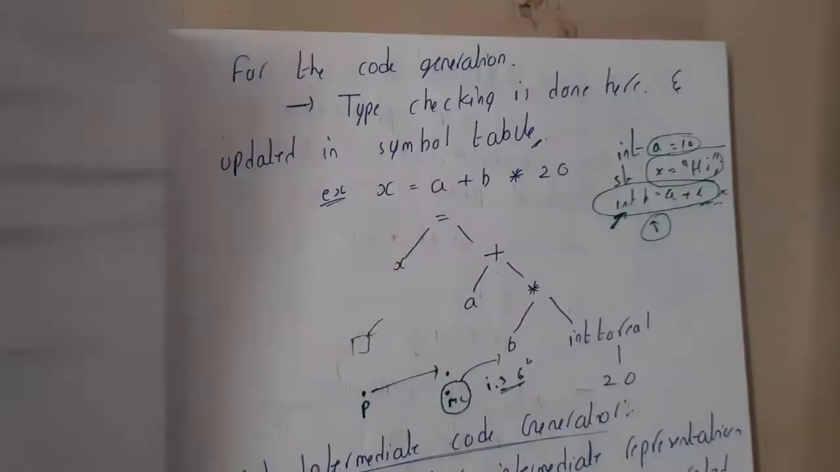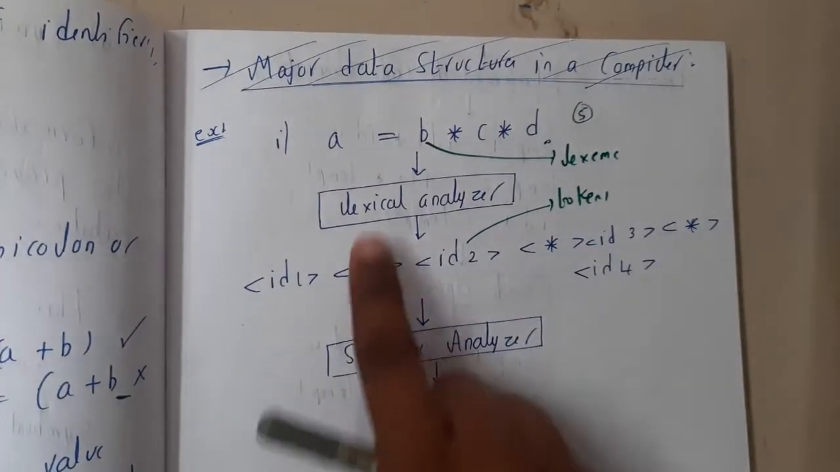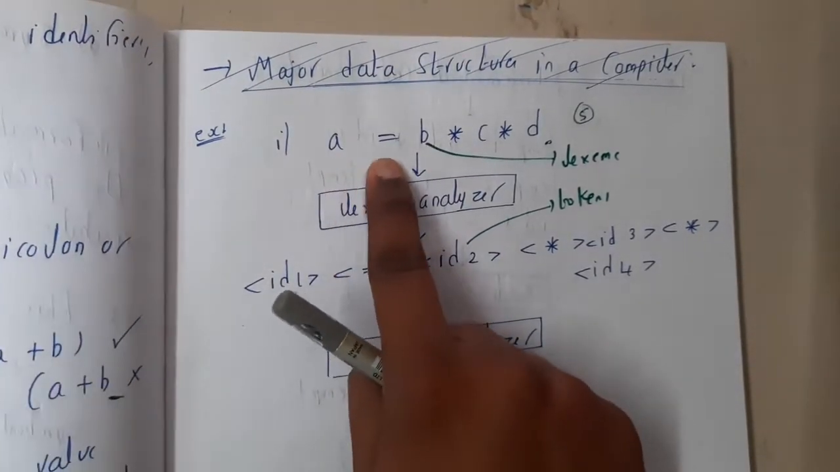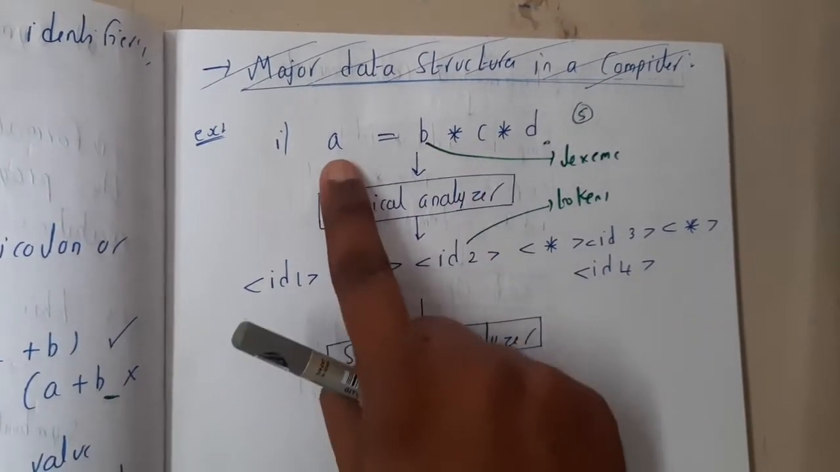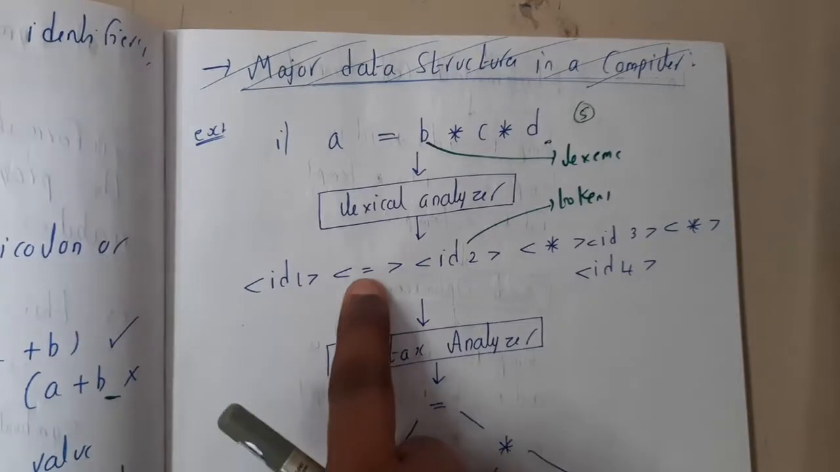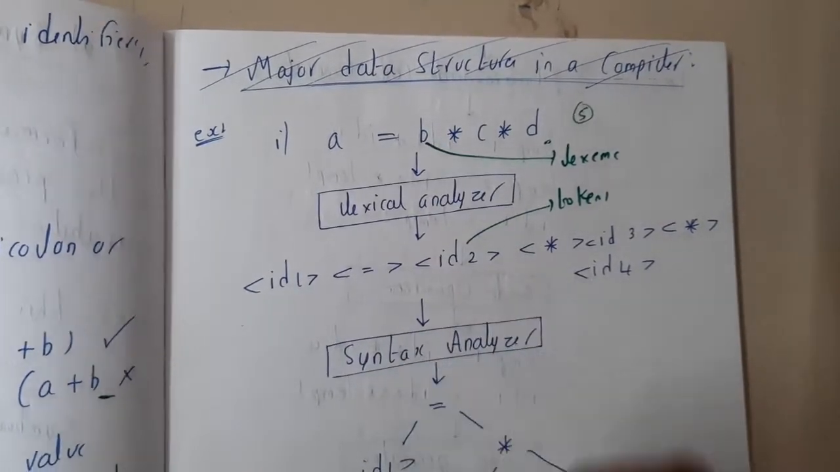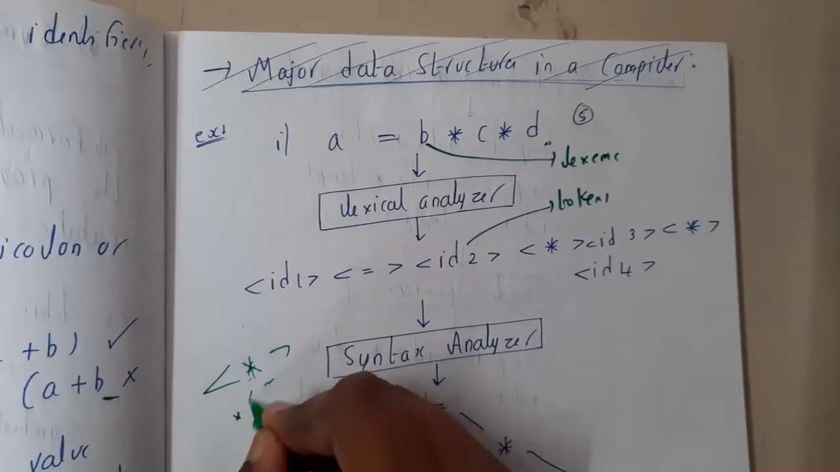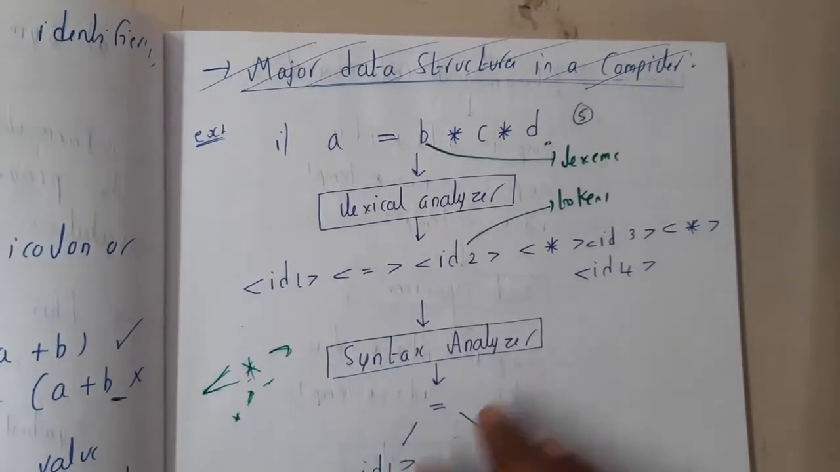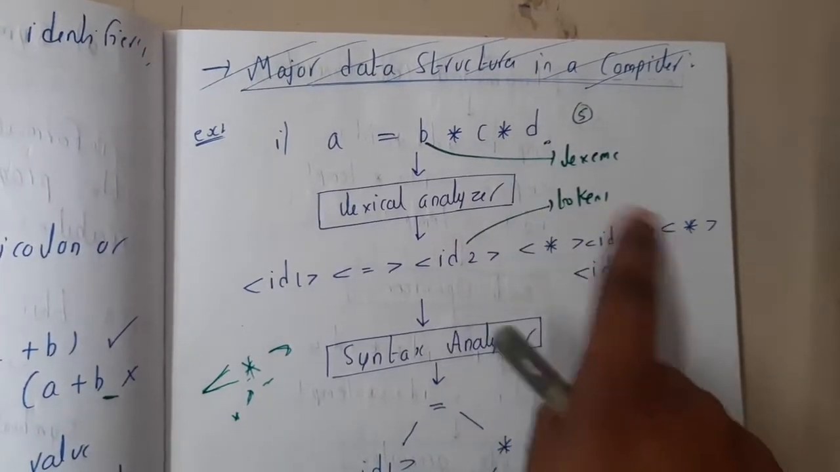If you want an example, I wrote a simple example from step 1 to the end, guys. Assume this is the input we are giving: a is equal to b into c into d. What is a? Identifier 1. Equal to is an operator. b is identifier 2. Star is an operator, and any operator we are going to represent in this way: if it is a star operator, you represent it between the less than and greater than symbols. So star, id3, star, id4.